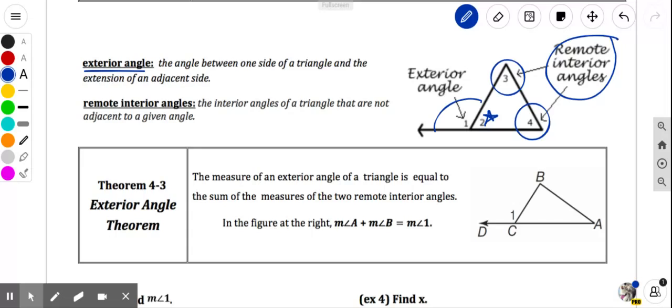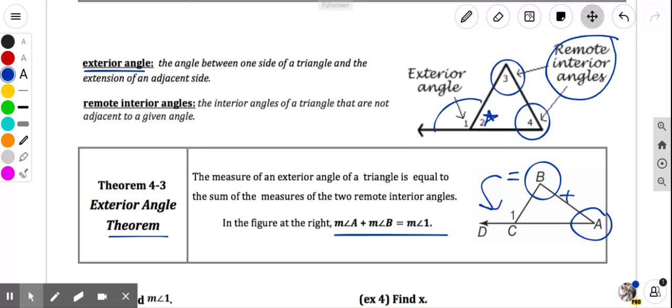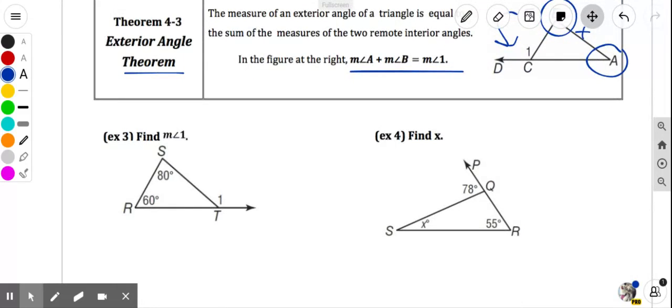So what the theorem says is that when you have remote interior angles and an exterior angle, the measures of the remote interior ones, if you look down here where the theorem is, add together to equal the exterior angle. So in this example here, whatever angle A is plus whatever angle B is would equal whatever the measure of angle 1 is. So if I gave you A and B and I said find 1, you could very easily find it. So here's an example just like that.